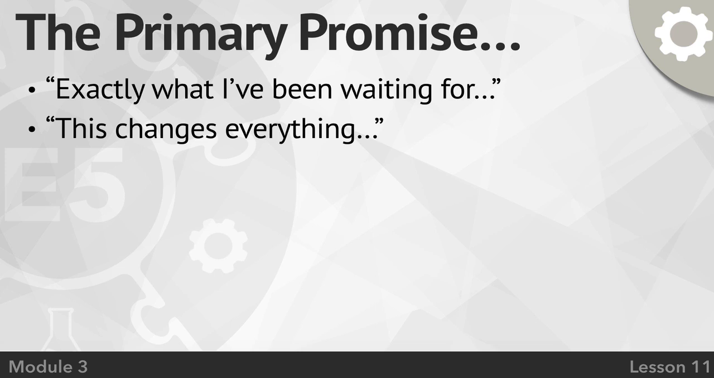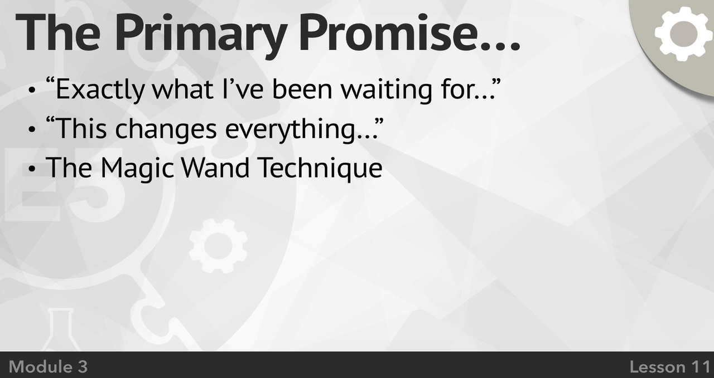Now, one of the ways that you can begin to think about your primary promise is using what I call the magic wand technique. And the magic wand technique is simply this. If you could wave a magic wand and grant your prospects anything, any transformation, any outcome, any result, any difference in their life based on their current problem and the solution that you're providing, if you could grant them anything, what would they ask for? What would that magic result be? That's where we want to start, right?